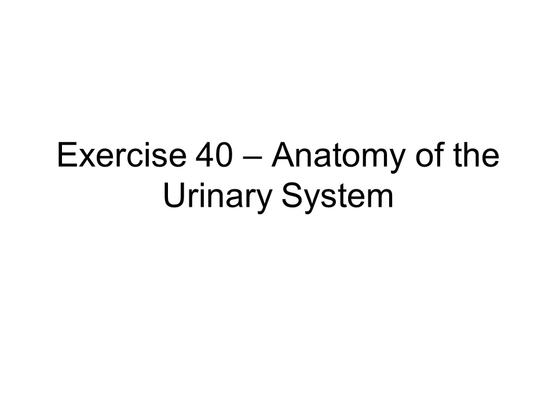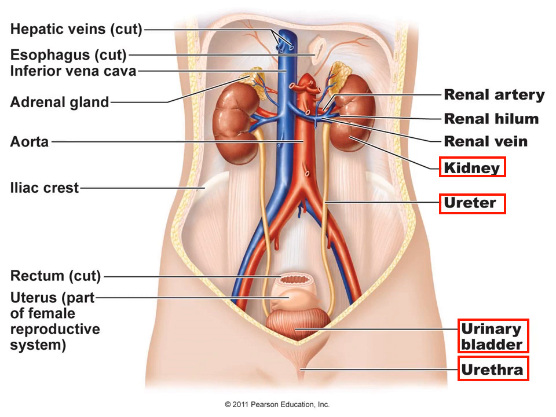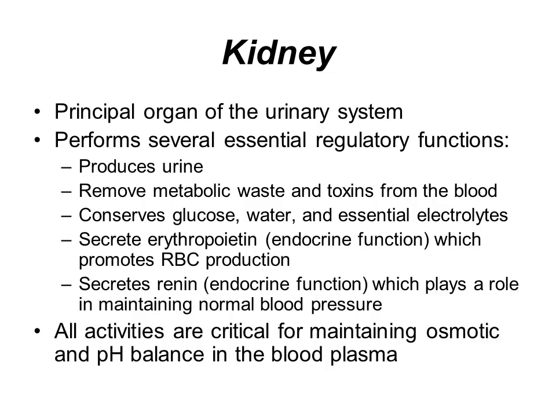This is exercise 40, the anatomy of the urinary system. As you can see here, the major organs are the kidney, the ureter, the urinary bladder, and the urethra. The kidney is the primary organ for the urinary system. Some of the functions that it does: produce the urine.